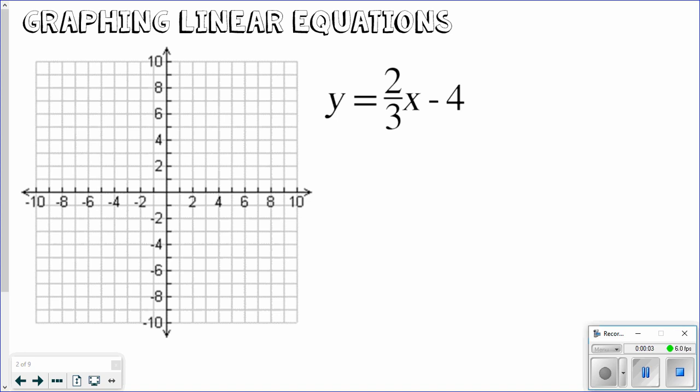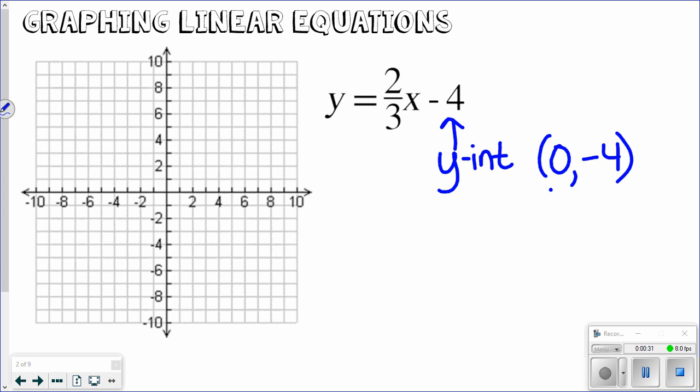Today we're going to practice and review graphing linear equations. So something that's written in slope-intercept form, y equals mx plus b. If I'm looking at this first equation up here, my b value or my y-intercept is this -4. And that's the point (0, -4). So my x is 0, my y is -4.